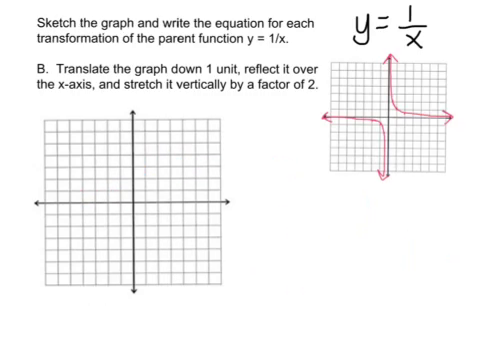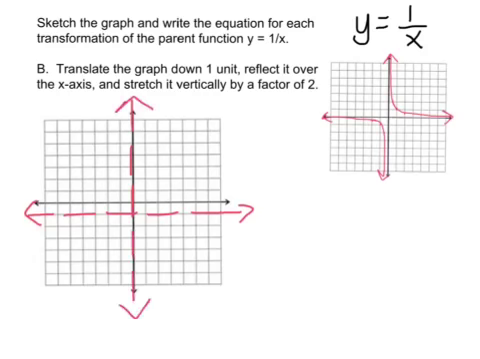Let's look at one more. So we are going to translate the graph down 1 unit, reflect over the x-axis, and stretch it vertically by a factor of 2. If we translate down 1 unit, the horizontal asymptote is going to move down 1 unit. So we'll sketch that in, down 1 unit from where it was originally.